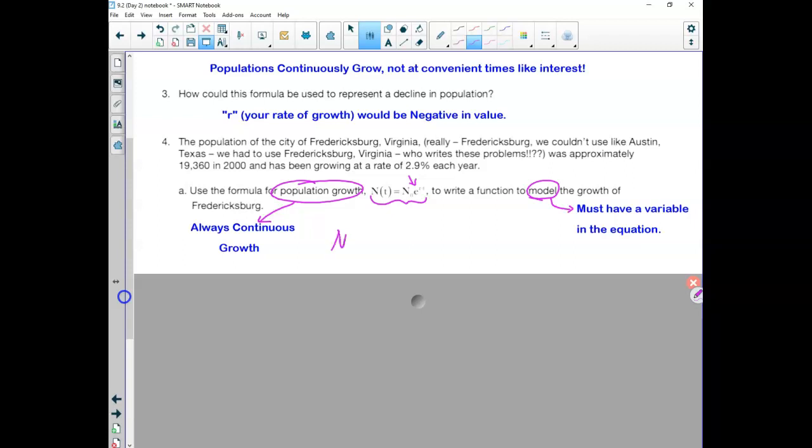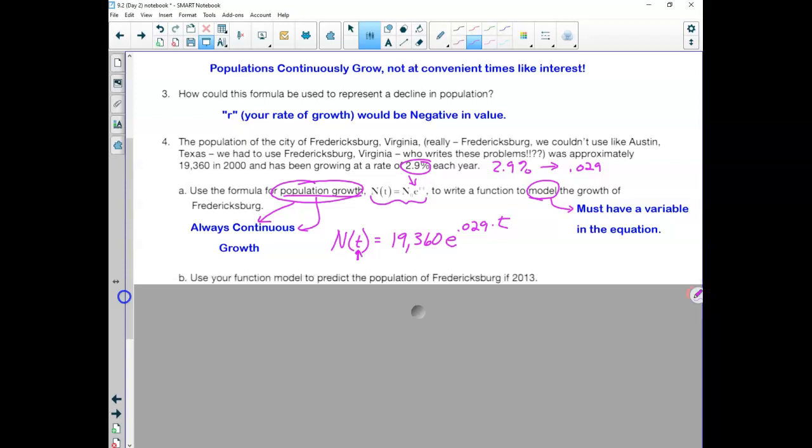And if we're writing a model, remember, we must have a variable in the equation. Well, N of t, the population of Fredericksburg at any time t, is going to be, well, what was the initial population? 19,360. And it's a continuous growth because it's population growth, so that's going to be a base e exponential. And that's going to be raised to my percent. Well, 2.9% equates to 0.029 as a decimal, right? So that's 0.029 times however many years I'm talking about. See, my population N in terms of t, so I'm going to plug in a t.